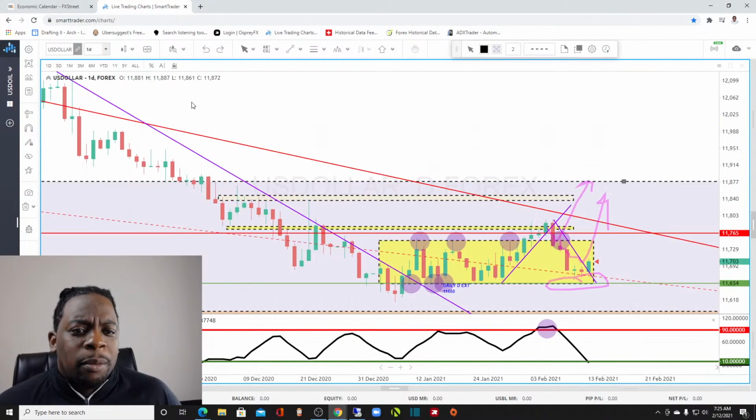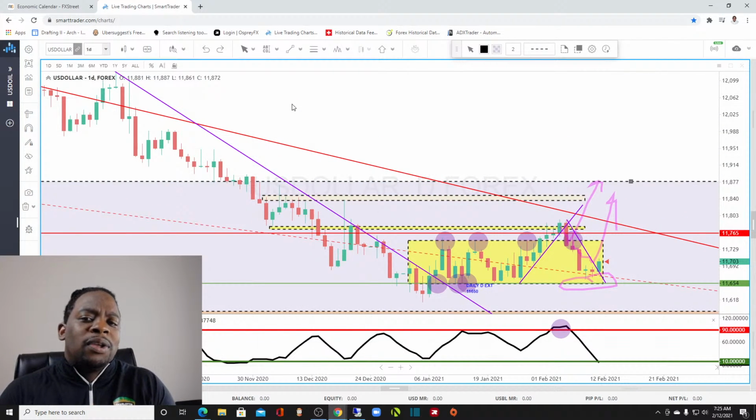dollar index. Remember, we look at the big three. The big three is always the U.S. dollar index. We always take a look at oil. We always take a look at gold. The reason why we look at those three is because we want to see what's going on with the U.S.